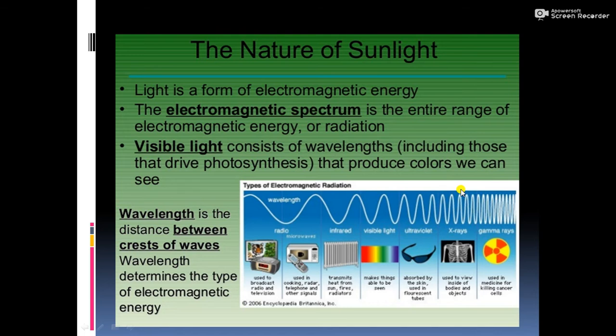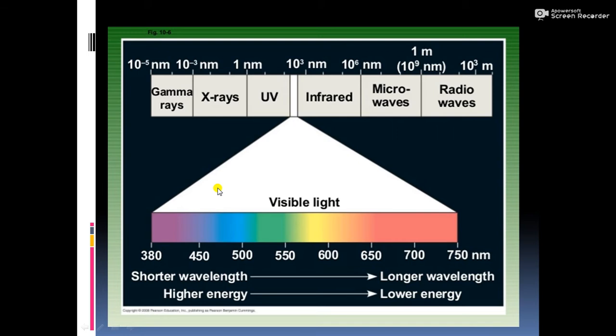So this is the nature of sunlight and wavelength, and the different wavelengths create different types of visible light. Now if we divide the visible light, we'll have these colors with different wavelengths. The shorter the wavelength, the higher the energy; the longer the wavelength, the lower the energy. Here we can see the purple, blue and green are with shorter wavelength, and the red, from orange to red, are longer wavelength.